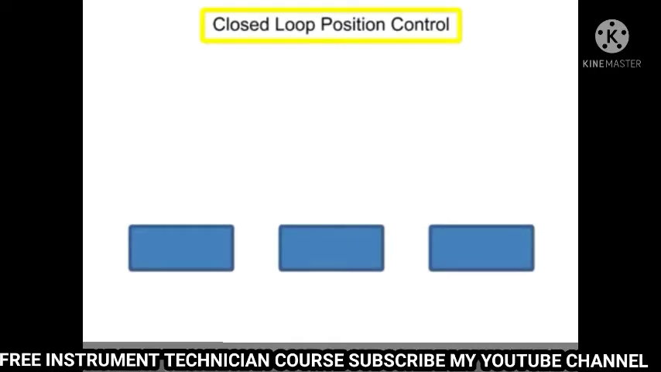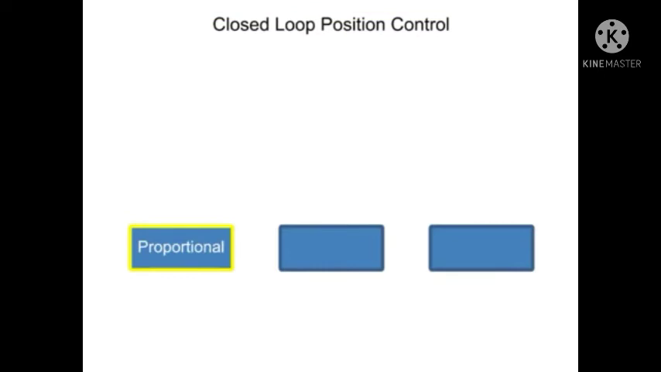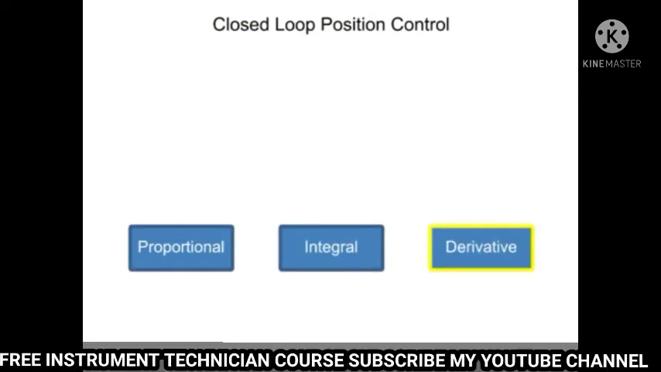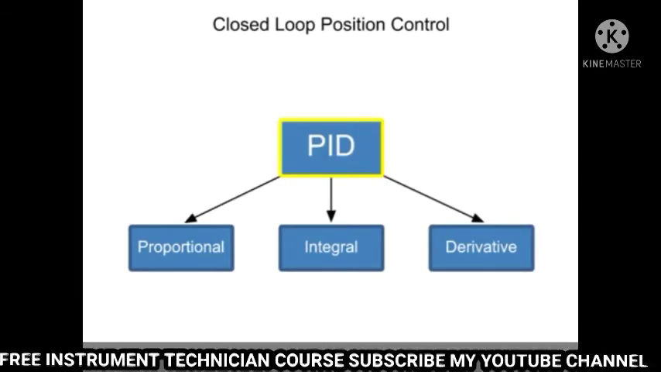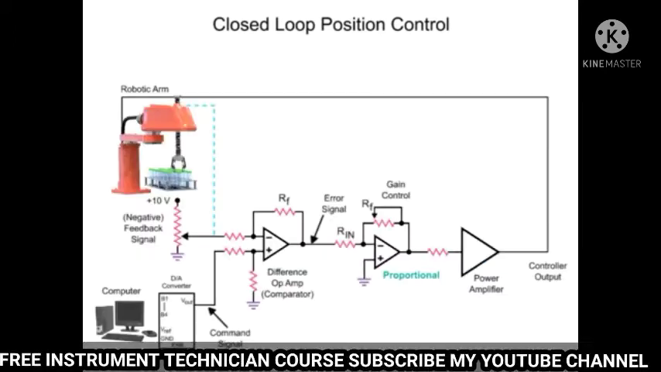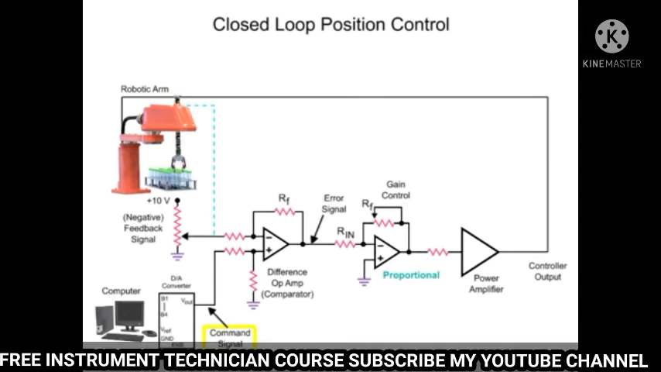A closed-loop control system for position control is comprised of proportional, integral, and derivative circuits and is often referred to as a PID. The operation of PID mode control is demonstrated in the following robot arm position circuit. To move the robotic arm to a specific position, a command signal from the computer starts the motion sequence.